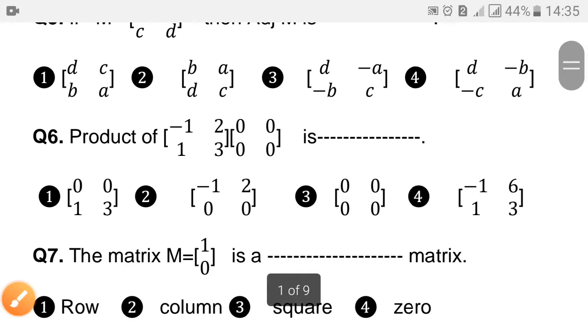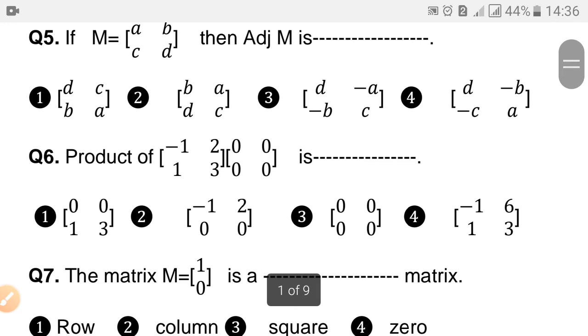In the next question, number 6, we are asked to find the product of the matrix minus 1, 2, 1, 3 and the matrix 0, 0, 0, 0. Now it is obvious, we already know from the theory of real numbers, complex numbers, natural numbers and all sorts of numbers that any number multiplied by 0 gives us 0, and that is true always for vectors. Any vector multiplied with a 0 or null vector also results in a 0 vector.